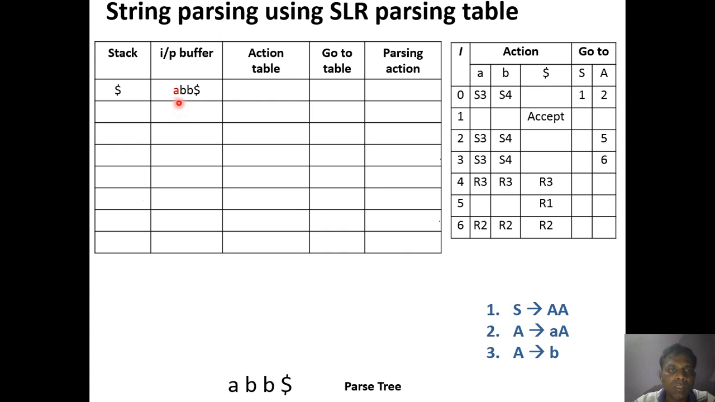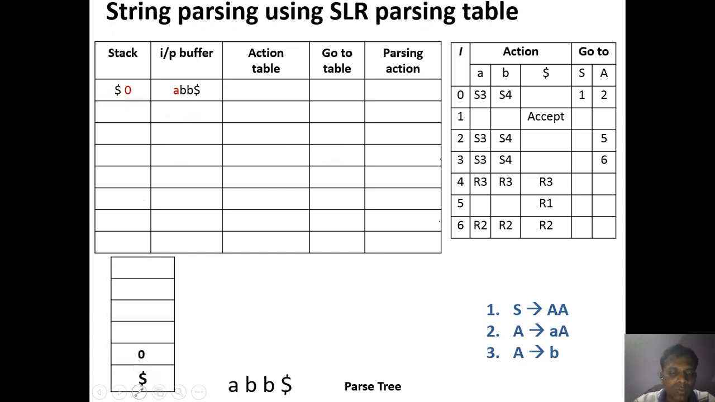Currently I am going to read a. My current top of the stack is dollar. Now on the stack we want to push the first state of the canonical set of LR0 items. What is the first state of the canonical set of LR0 items? That is 0. So I am going to push 0 on the top of the stack. I am showing the stack horizontally, but it looks like this. The top of the stack was dollar, and now I push the first state, 0.